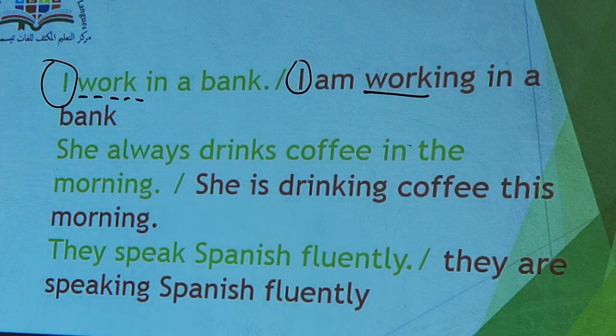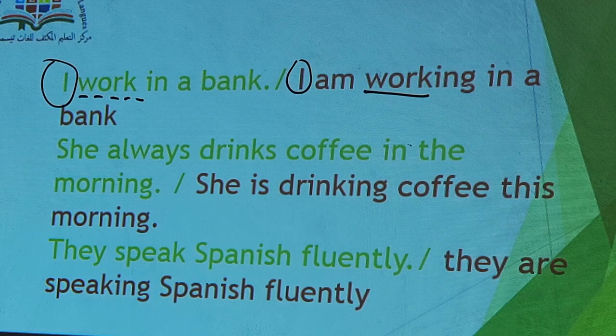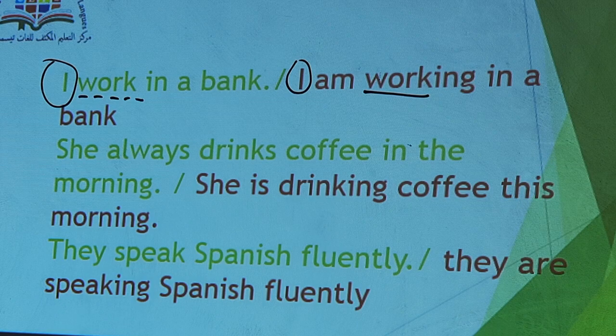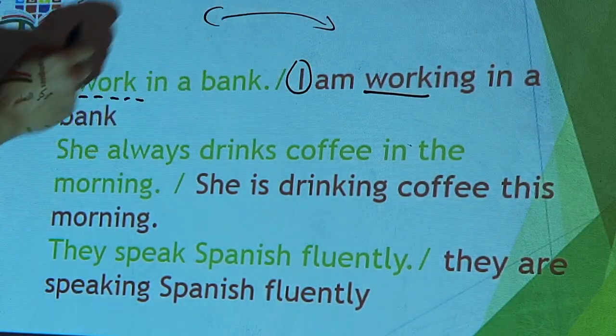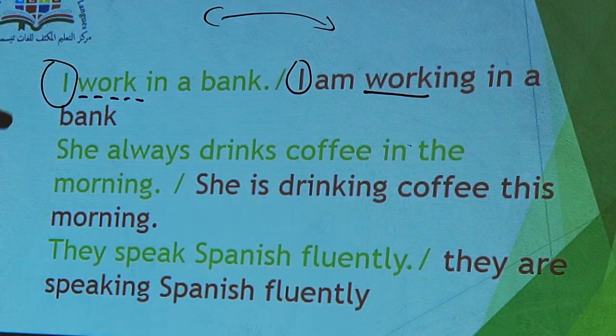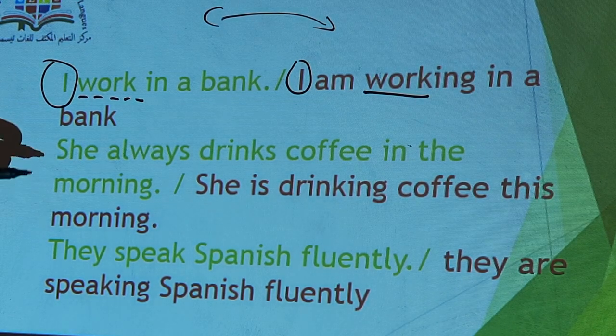When I say I work in a bank, it is a fact about me, or a general truth about me, or maybe a permanent situation. When I say I am working in a bank, it means currently I am working in a bank, maybe tomorrow, I don't know. Or maybe now I am working in a bank. I hope you have understood the difference between the two sentences. You can find in only one sentence different functions, the three functions that we have mentioned.